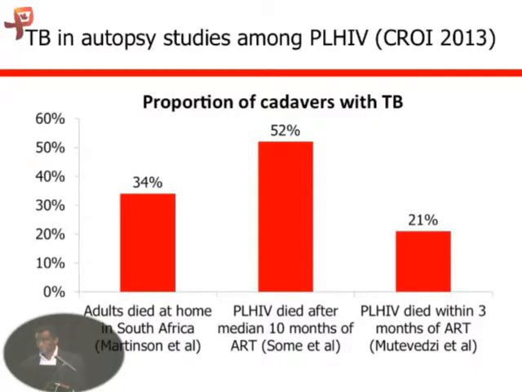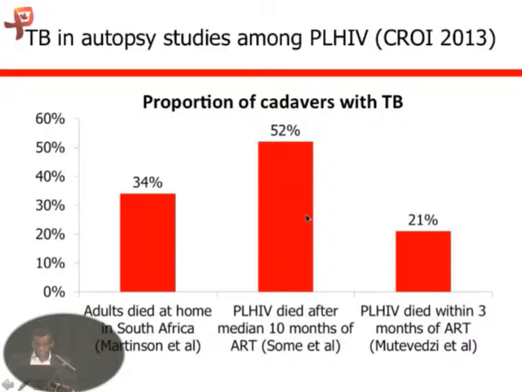What about now? This slide summarizes 3 autopsy studies that were reported at the recent CROI 2013 that was held last month. In the first study, which was done in South Africa, they collected people dying at their home in an HIV setting, and they did autopsy on all people dying in the community, and they found 34% of the cadavers having TB.